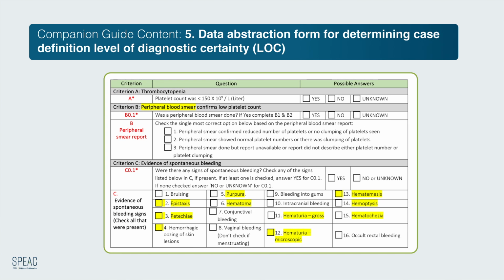Here's an example of a completed data collection form for a possible case of thrombocytopenia. In this case, there was a documented platelet count of less than 150. It was unknown if a peripheral blood smear was done, and so B0.1 is checked unknown, and no further data can be entered for B. The patient had a nosebleed, visible blood in the urine, and petechiae on the skin at the time of admission, so C0.1 is checked yes, and check marks are put for items 2, 3, and 11 in Section C.